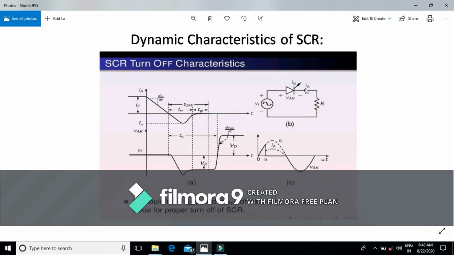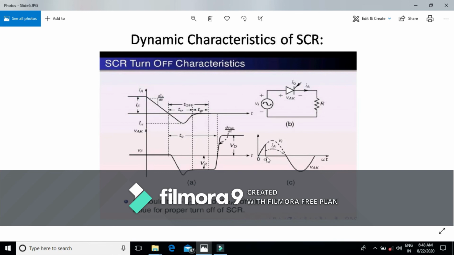This is a simple circuit having the forward voltage or input voltage, this is the resistive load, and this is the thyristor. This represents three waveforms combined together. One waveform is the voltage across the thyristor. Another one is the current IA, which is zero from 0 to alpha. And the third one is the output voltage.